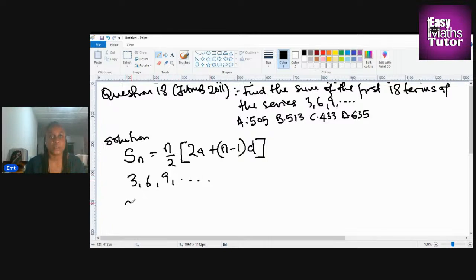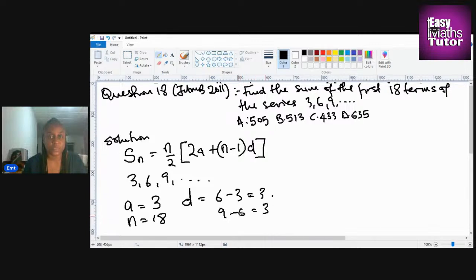So a is 3, which is the first term. n is 18, because we are getting the sum of the first 18 terms. And then d is the common difference. So the common difference will be 6 minus 3, which is 3, or 9 minus 6, which is 3, because this is an arithmetic progression.